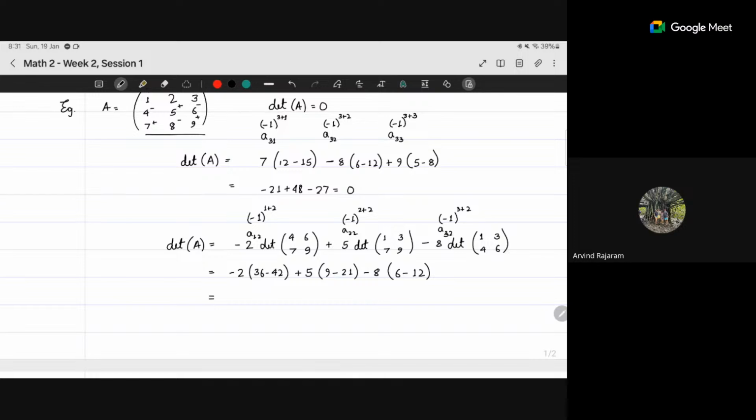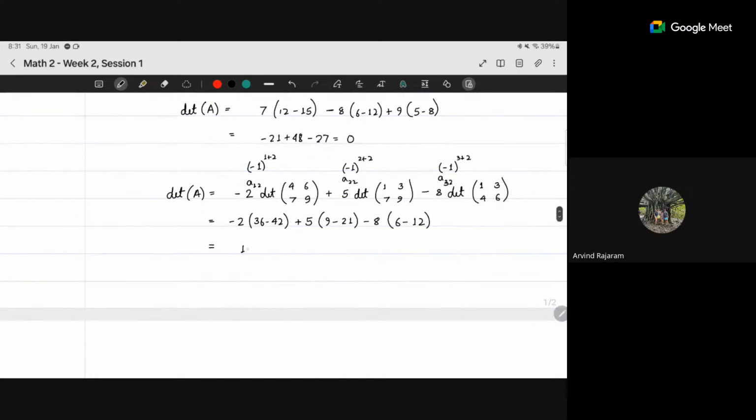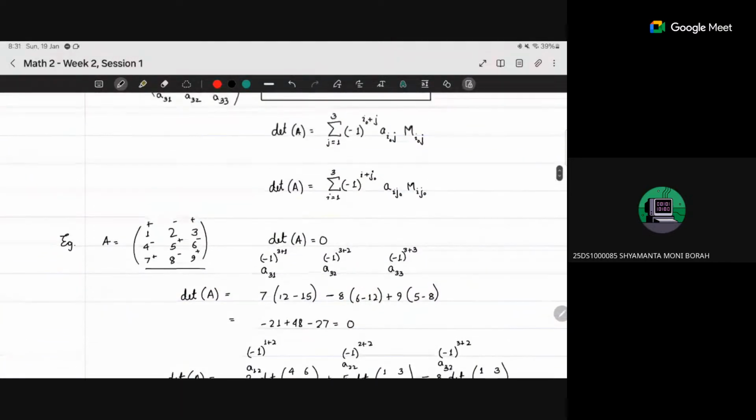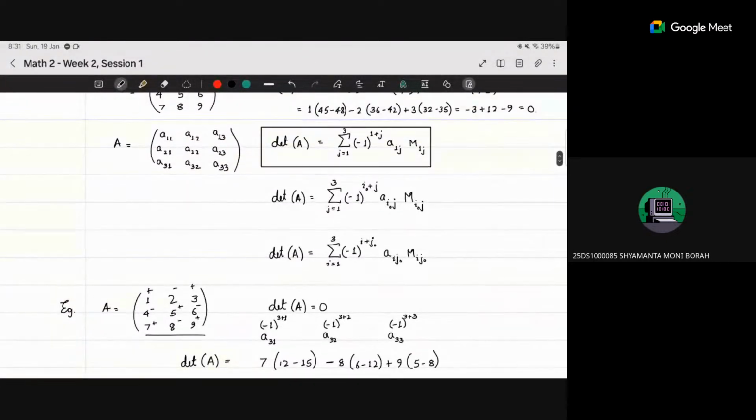This will be minus 2 times minus 6, which is 12, minus, what is this? 60? Minus 60 plus 48. Yeah, this is also good. So we see that we are getting the same answer, which is supposed to happen because it's a property that it does not depend on what row or column you compute the determinant along. It has to yield the same number.